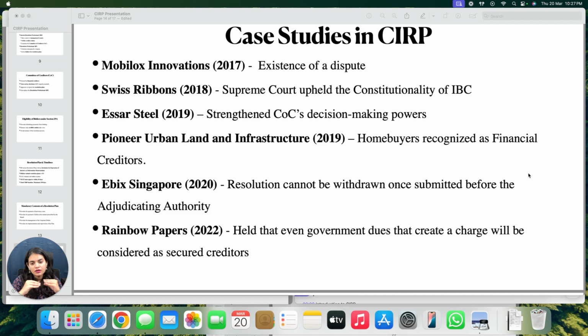So, in this particular case, the government department, Gujarat VAT department, had submitted a claim. The GVAT Act, under Section 48 of the Act, creates a charge on the corporate debtor. So this was considered to be a claim from a secured creditor. And so they were treated on par with other secured creditors.